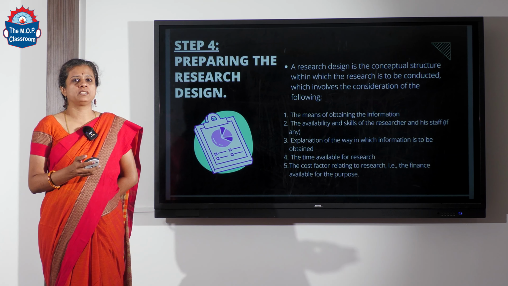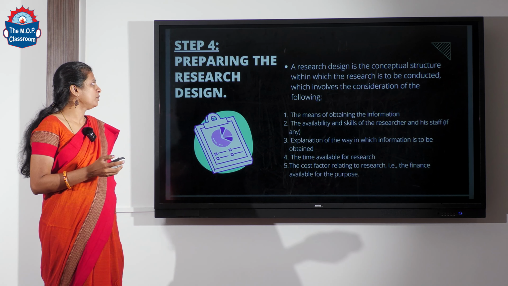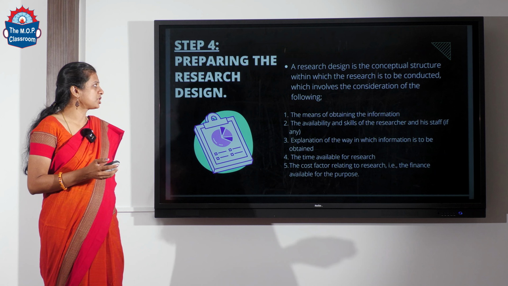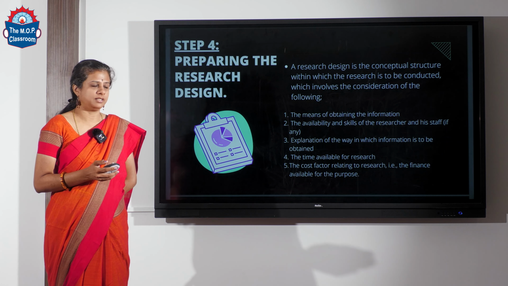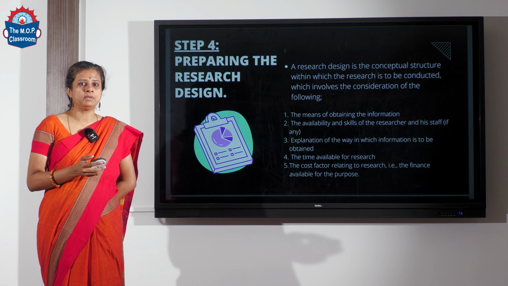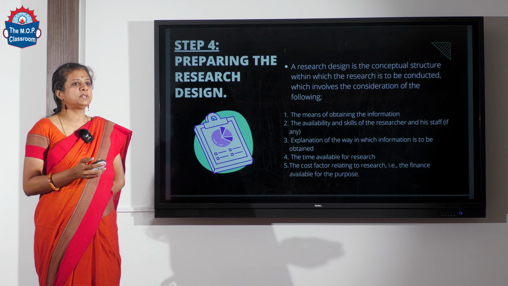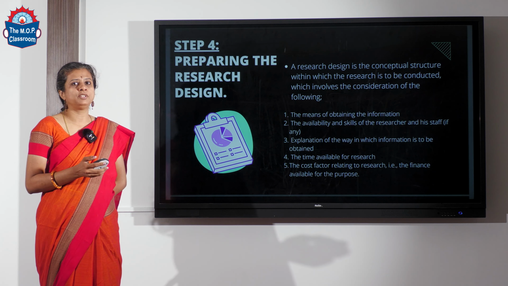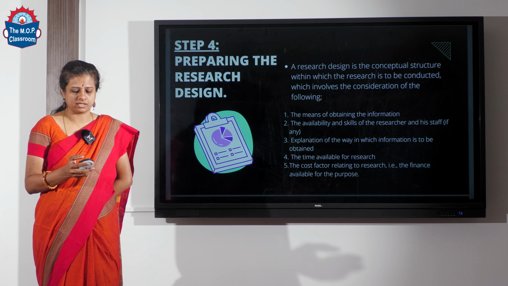The next step is the preparation of the research design. Research design is the conceptual structure in which the research is to be conducted. This will include the means of obtaining the information, the capability of the researcher, the explanation in which the information is to be sought, the time available for the research, and the cost of the research.